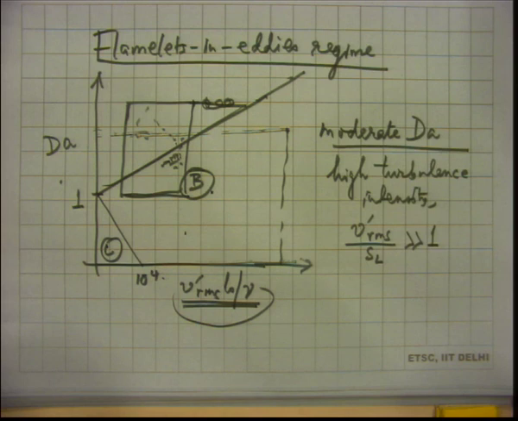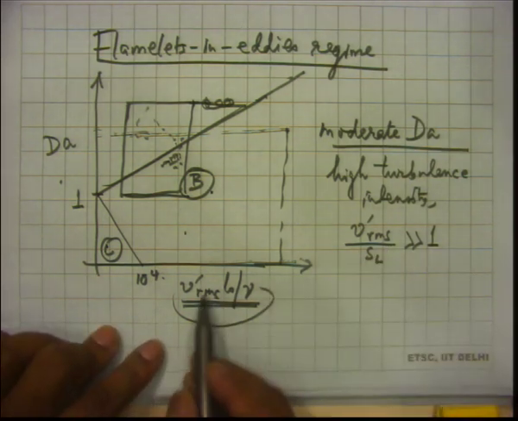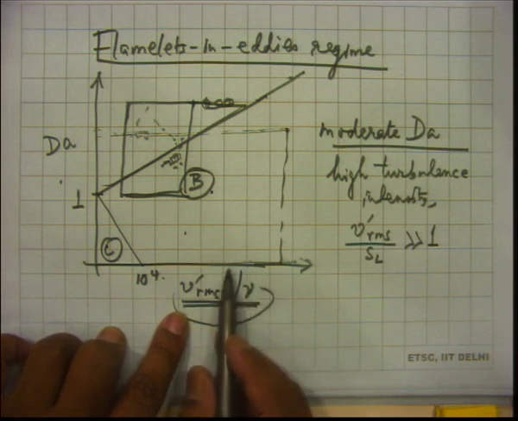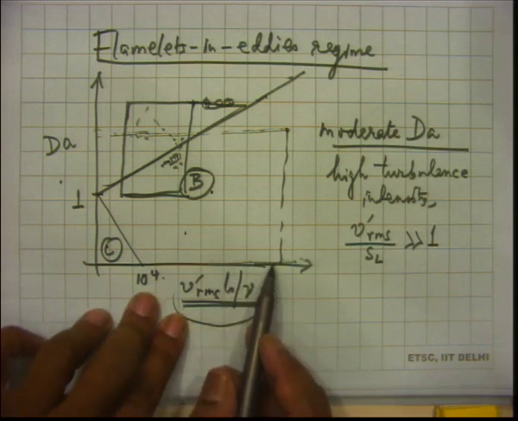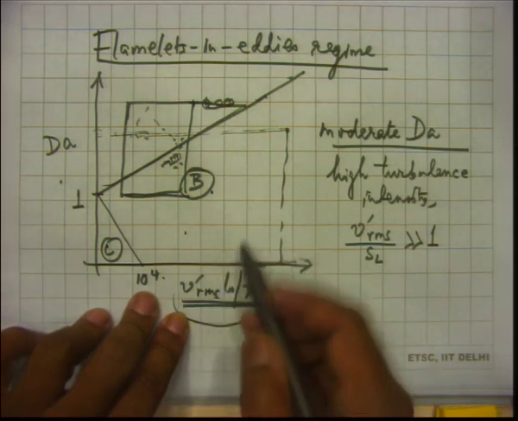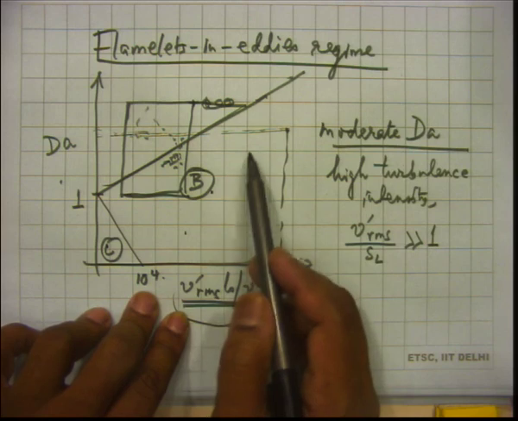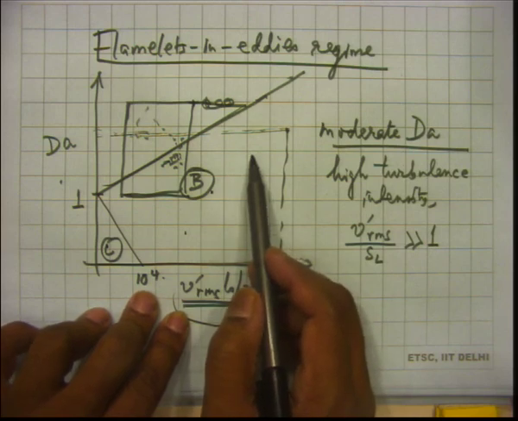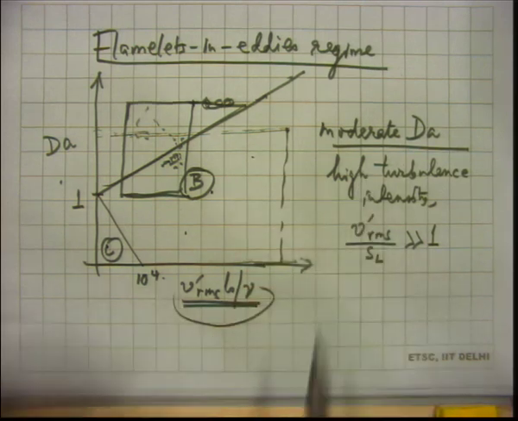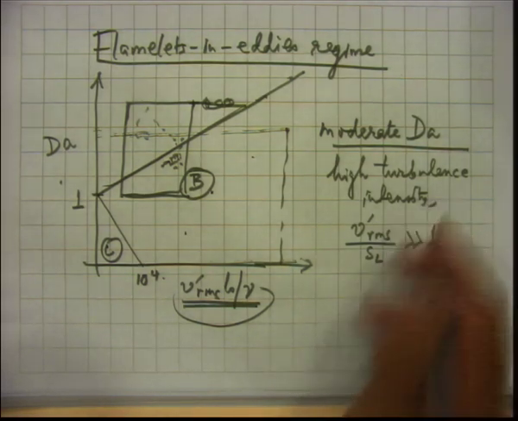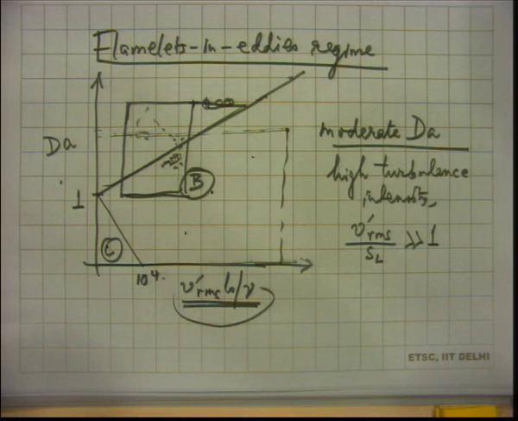Okay. So, high v prime RMS will make sure that you are in the high turbulence Reynolds number range, and if you are in the higher turbulence Reynolds number range, then you are more likely to get into regime B, even if your Damkohler number is somewhat higher. Okay. Also, if you have high v prime RMS, then it will tend to reduce your Damkohler number.